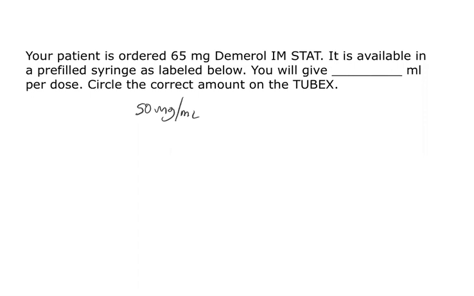So this is my order, okay? This is how I'm administering it, but that doesn't mean anything as far as the math is concerned. And then this is what we're looking for, how many milliliters to administer. So when you do this calculation, you're going to take the 65 milligrams over the 50 milligrams times the milliliters, again, that's 1, and you're going to get 1.3 milliliters.